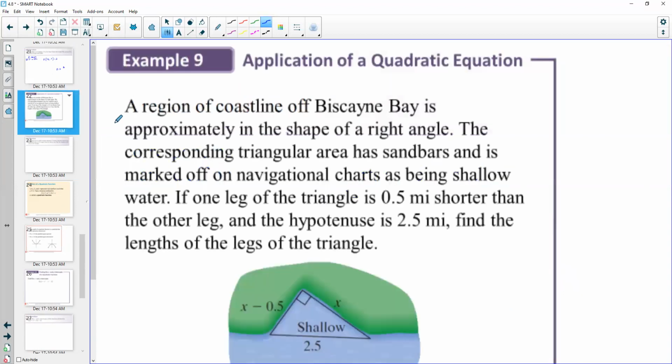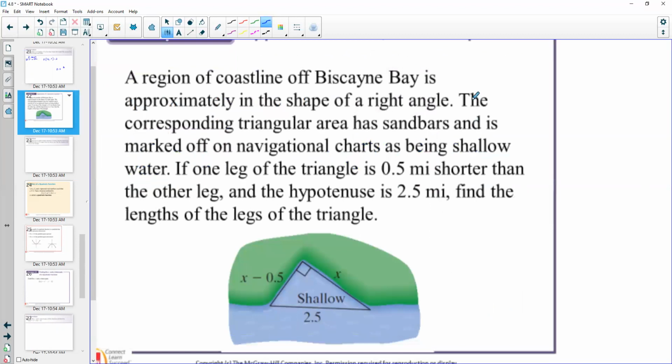All right. This one is an interesting one. Okay, so it looks scarier than it really is. A region off the coastline of Biscayne Bay is approximately the shape of a right angle. The corresponding triangular area has sandbars and is marked off on navigational charts as being shallow water. One leg of the triangle is half a mile shorter than the other, and the hypotenuse is 2.5 miles. Find the lengths of the legs.